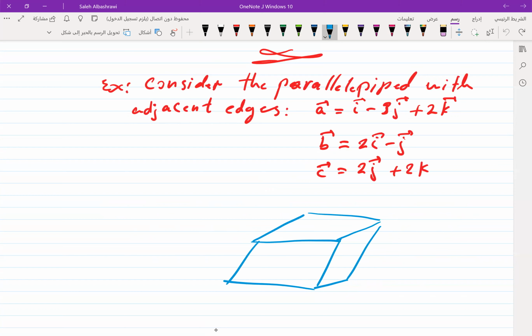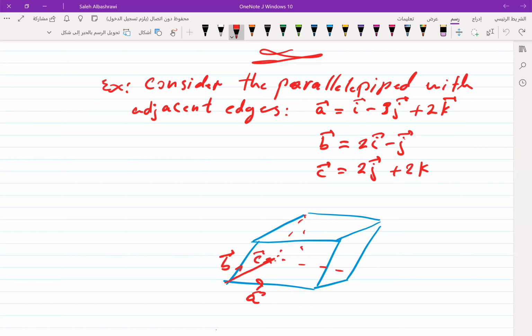So with that, this is A, this is B, and C is there. So these are adjacent vectors or edges of the parallelepiped.